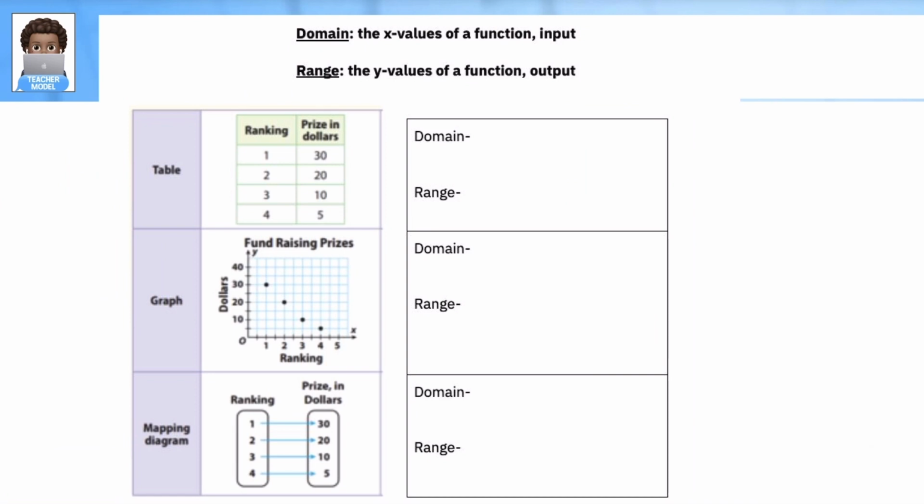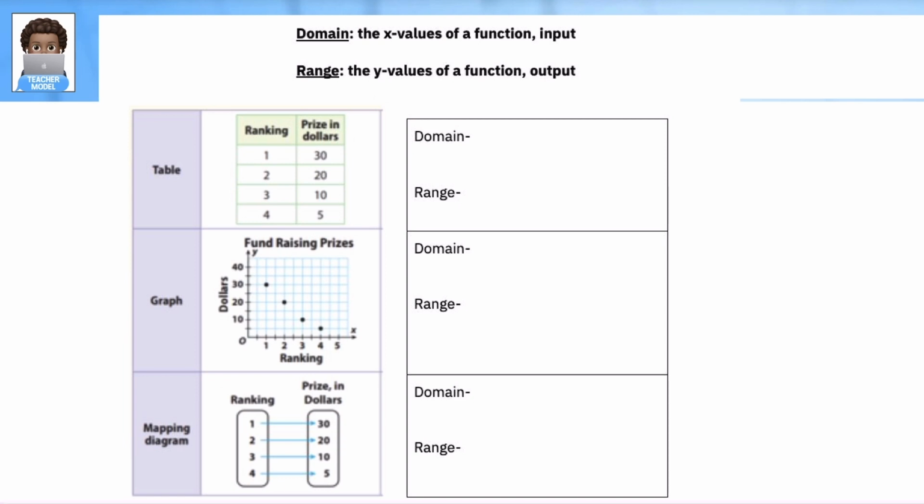So let's start off with just looking at domain and range. Here I have coordinates in a table, I have a graph, and I have some mapping. So what do we see? What do we notice? Remember, domain are our x values, and the range are the y values.